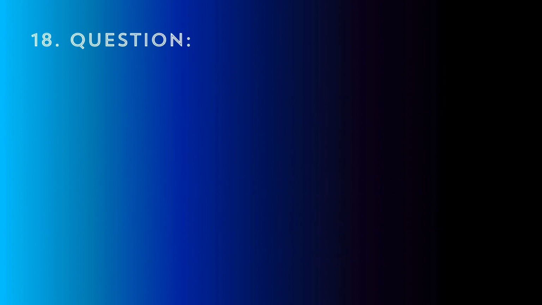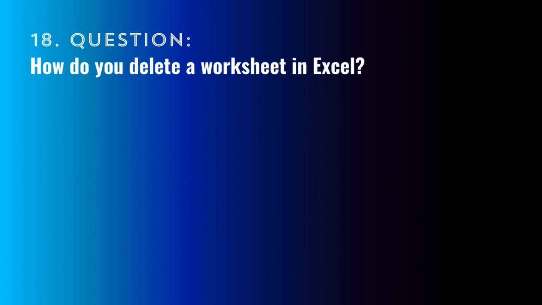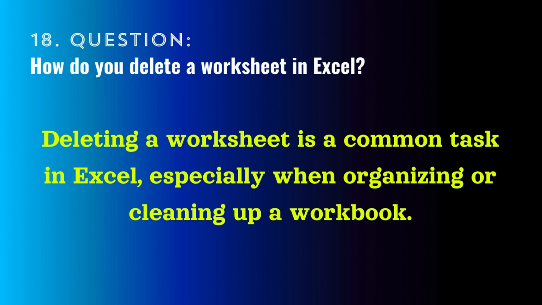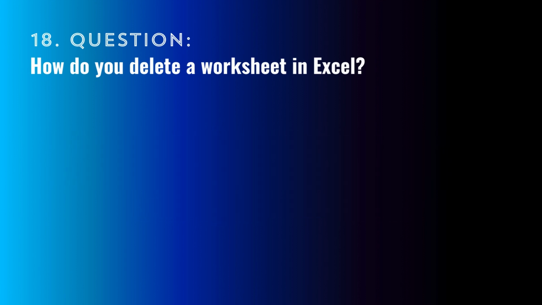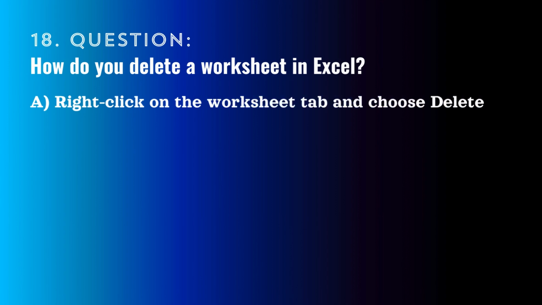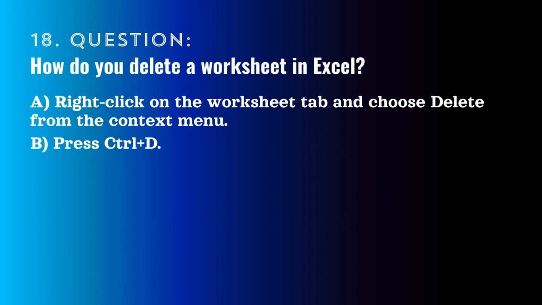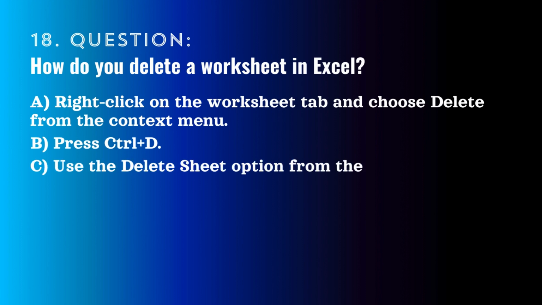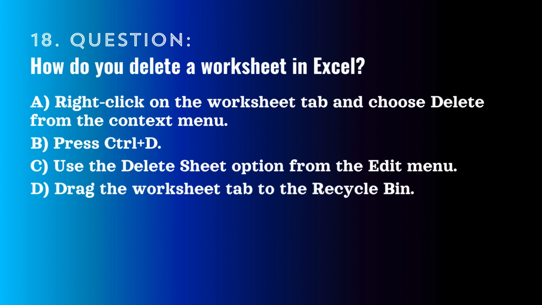Question number 18. How do you delete a worksheet in Excel? Deleting a worksheet is a common task in Excel, especially when organizing or cleaning up a workbook. Select the right option from the following four. Option A. Right-click on the Worksheet tab and choose Delete from the context menu. Option B. Press Ctrl plus D. Option C. Use the Delete Sheet option from the Edit menu. And Option D. Drag the Worksheet tab to the Recycle bin.